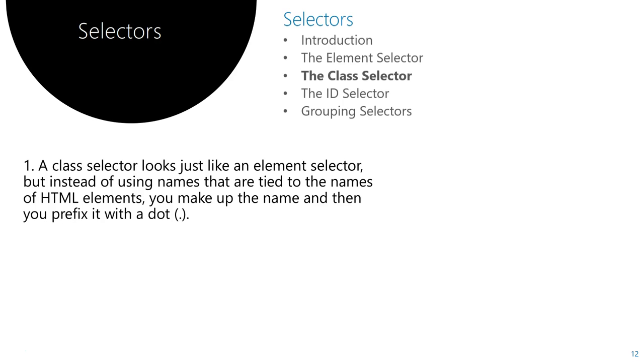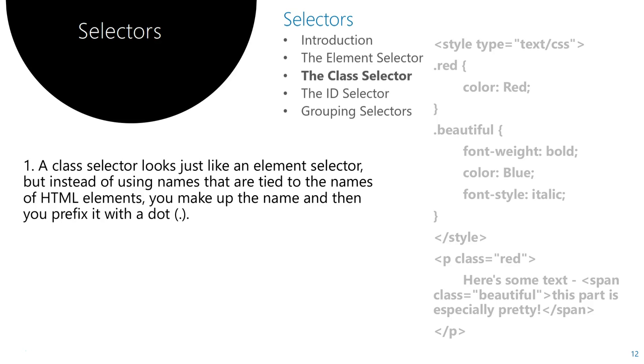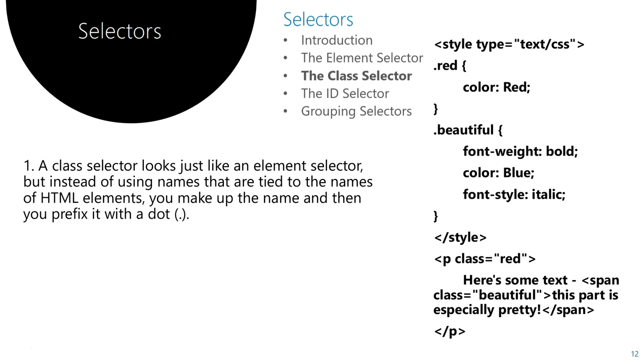Then we have class selectors. Class selectors are just like element selectors, but you can name them yourself. They are names that you make up, so you can give them good, relevant names. In this example, you have dot red. So any class selector starts with a dot. Then you set the properties of that selector: color red, and then beautiful class, font-weight bold, color blue, font-style italic. Now when you use it in your page, you'll use it like P class equal to red.